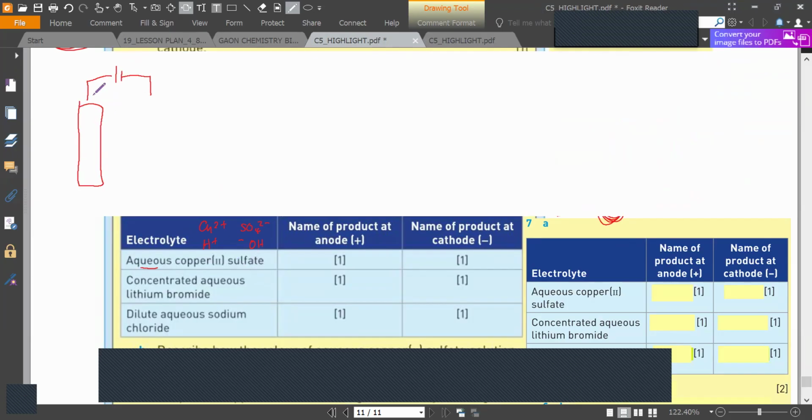Anode and cathode. It doesn't matter which way you put them, as long as one side is positive and one side is negative. The negative will attract the positive, copper 2 plus and H plus. The other side, positive, will attract the negative: sulfate and hydroxide.